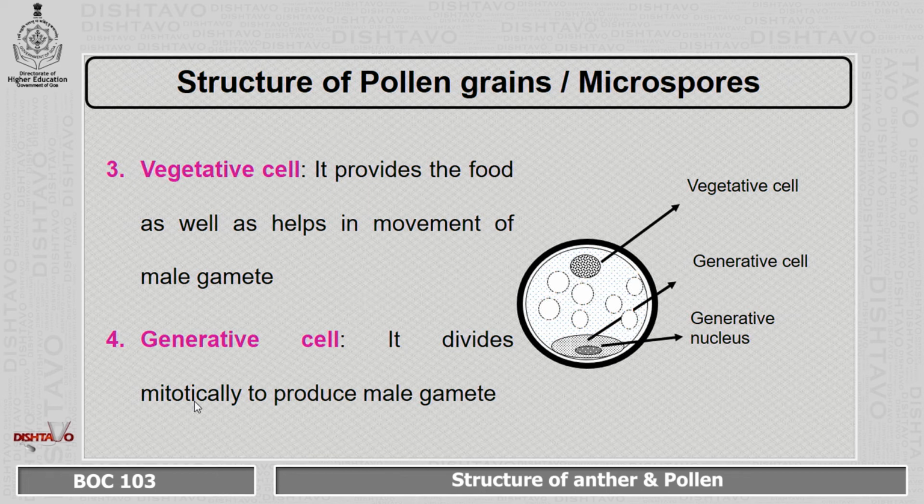Now coming to the vegetative and generative cell which is within the pollen grain. Here is a picture of a pollen grain which has a two compartmentalization. One larger one is referred to as the vegetative cell, whereas a smaller one is referred to as the generative cell. Generative cell will have a generative nucleus. Vegetative cell provides the food as well as helps in the movement of the male gamete, which will arise from your generative cell. This generative cell divides mitotically to produce the male gametes, because it cannot further undergo a reductional division.